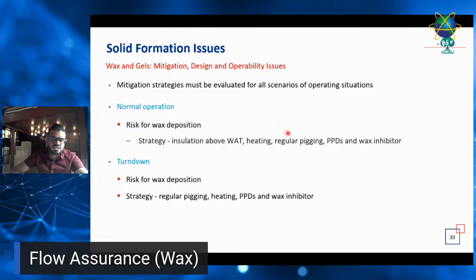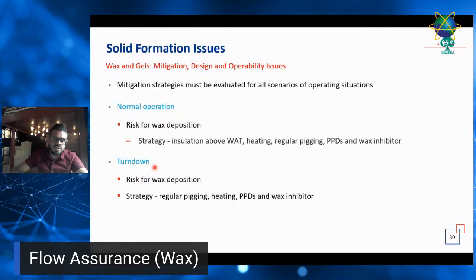If your wax deposition is too large that insulation cannot provide sufficient heat retention along the pipeline, then we need to look at heating. Regular pigging can also be recommended, but heating would be the better option. All right.